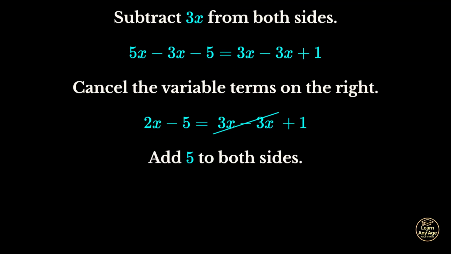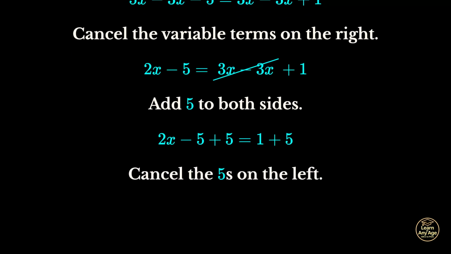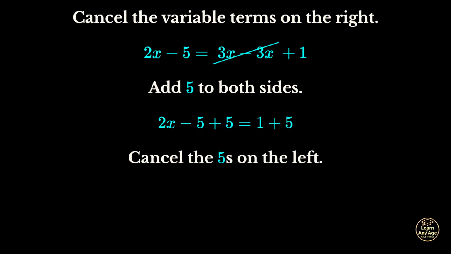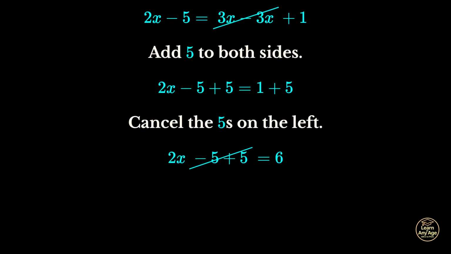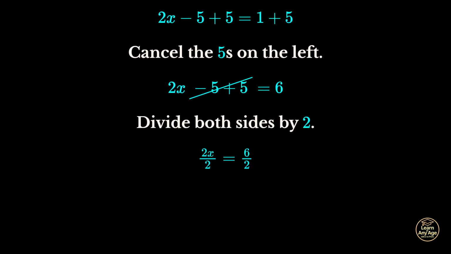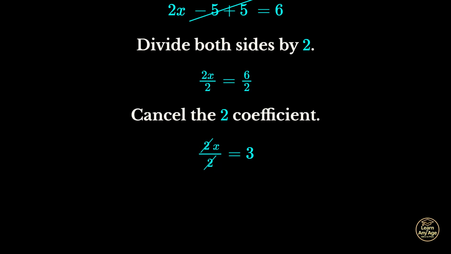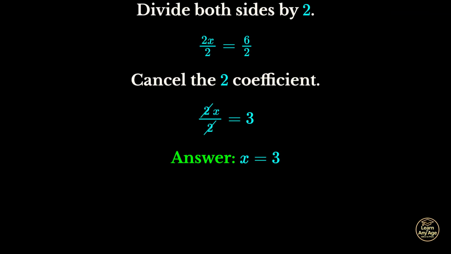Add 5 to both sides. 2x minus 5 plus 5 equals 1 plus 5. Cancel the 5's on the left. 2x minus 5 plus 5 cancelled out equals 6. Divide both sides by 2. 2x over 2 equals 6 over 2. Cancel the 2 coefficient. 2 cancelled out, x over 2 cancelled out, equals 3. Answer, x equals 3.